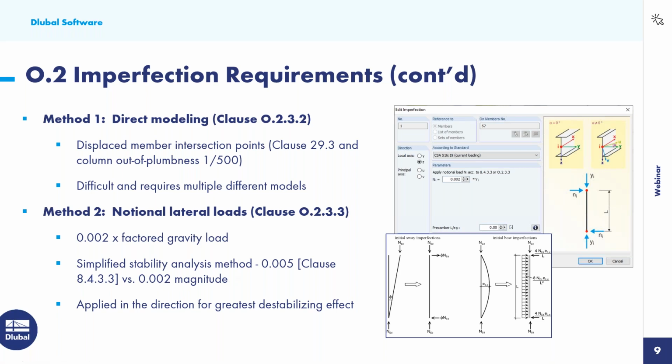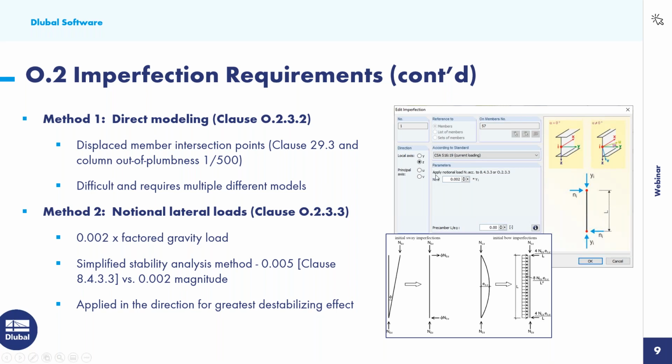And the reason for this is that the 0.005 from the simplified method is going to account for other effects such as inelasticity, whereas within Annex O, all we're accounting for here is global geometric imperfections, and that 0.002 comes from 1/500 for an imperfection value that we saw with column out of plumbness, for example. Now, once again, these should be applied in the direction for the greatest destabilizing effect. So we're talking about notional loads applied in the x direction with winds in the x direction, winds in the y with notional loads in the y, and so on.